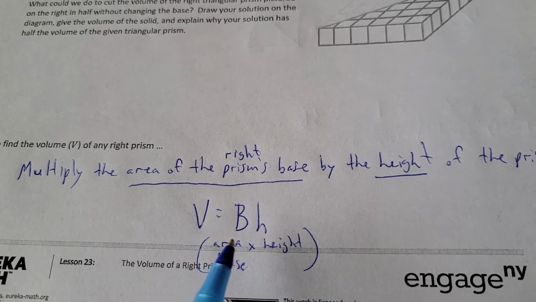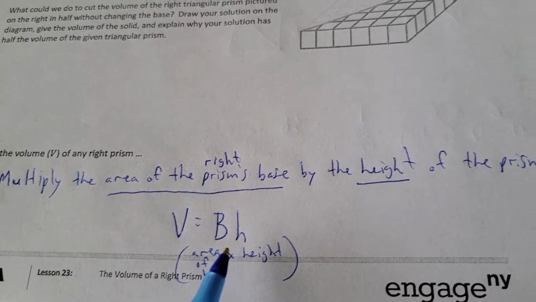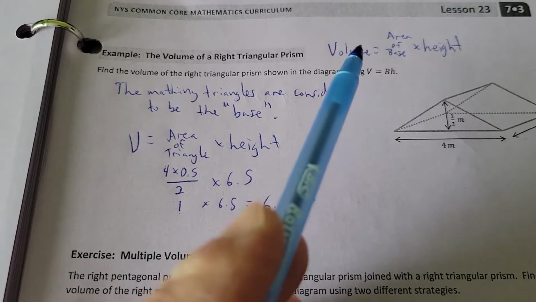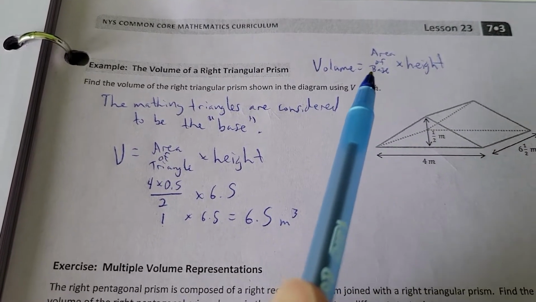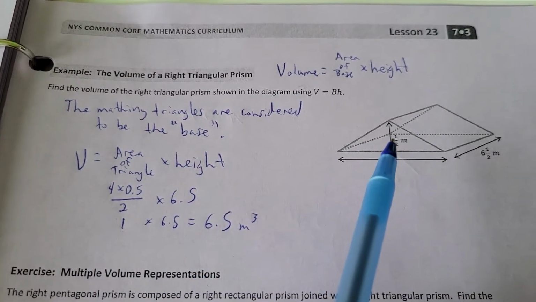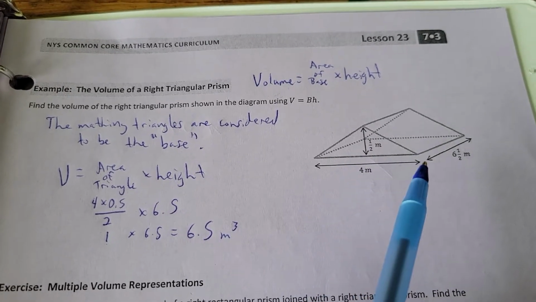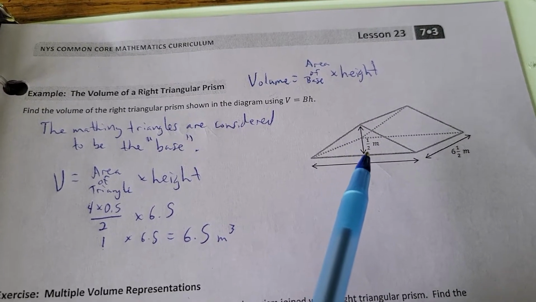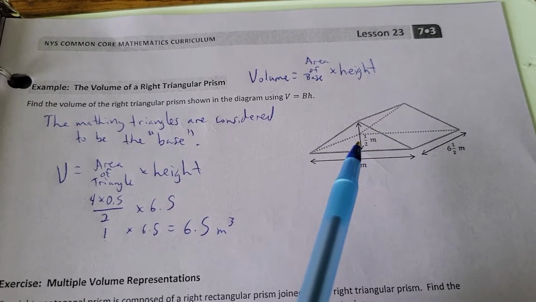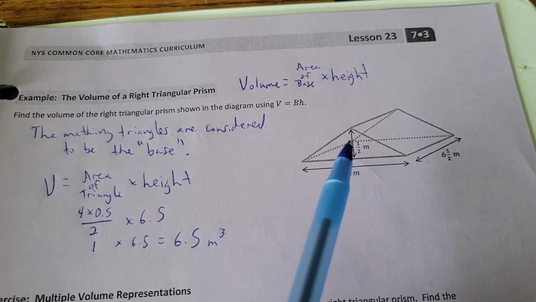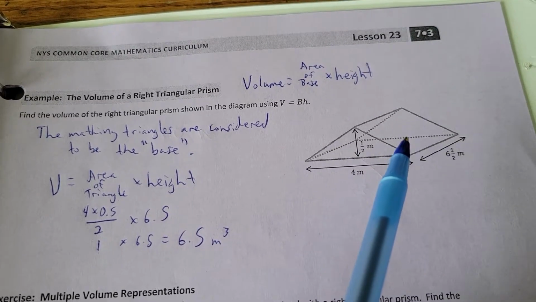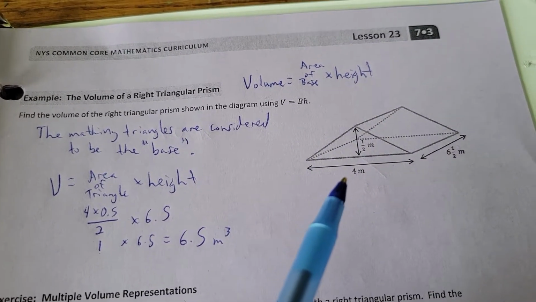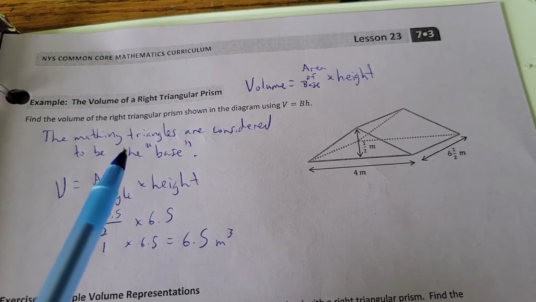Now, it's important to think of this B as the area of the base when you get to problems like a triangular prism, like right over here. Volume is the area of the base times the height. So the matching triangles here in this picture would be considered the base. The base isn't the bottom on a triangular prism. The triangles themselves are considered the base of the prism, because a prism is two shapes connected by a series of rectangles. So if you notice, we have a triangle here, a rectangle shape on the bottom, a rectangle piece on the side, and a rectangle piece on this side as well. So the base is considered to be a triangle here.